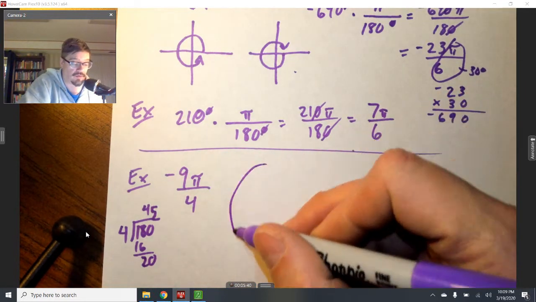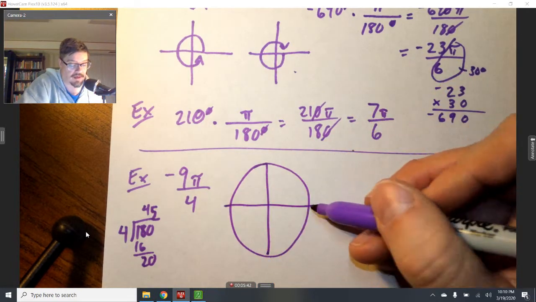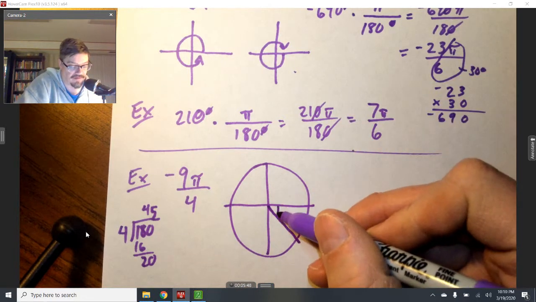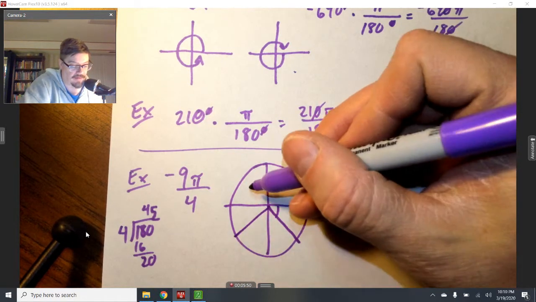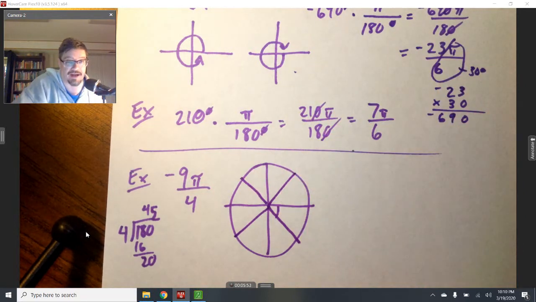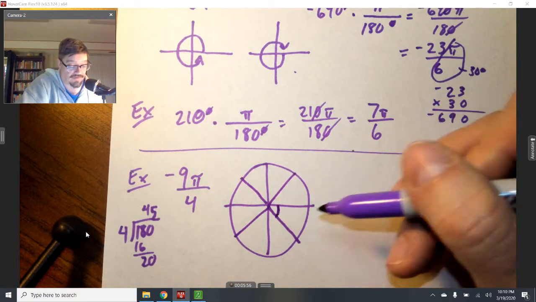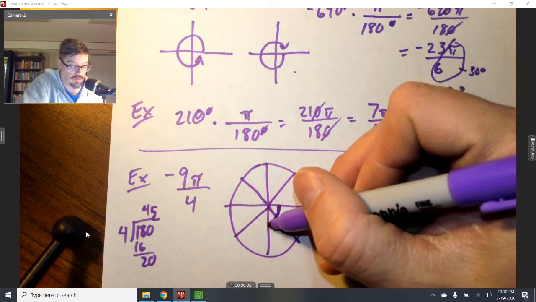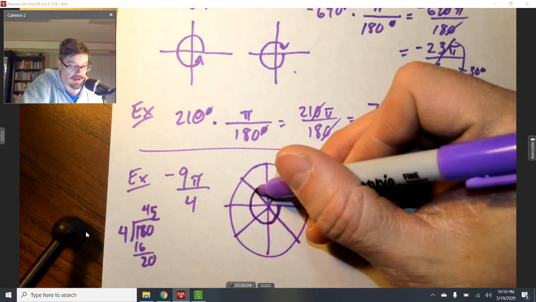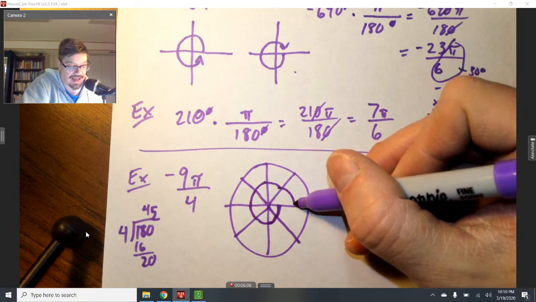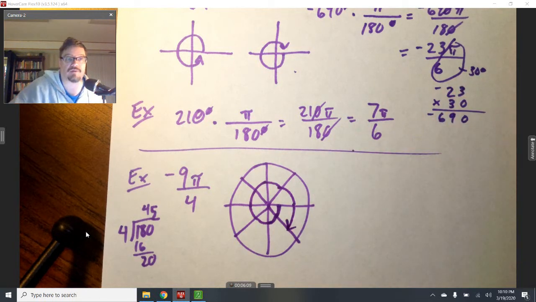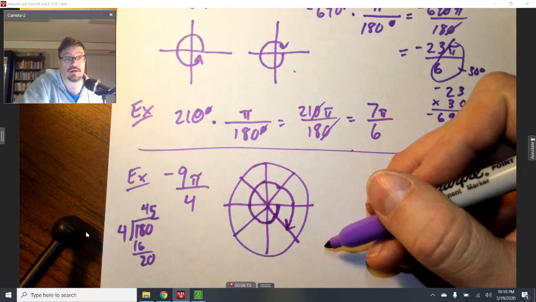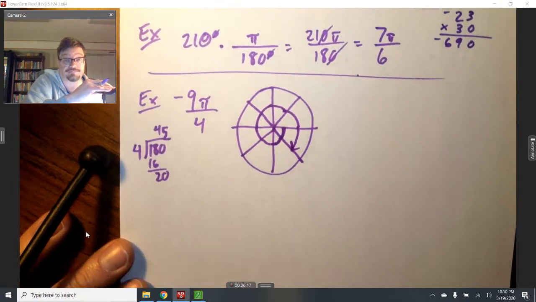So the way to visualize this, now I'm going in the negative direction. That's a pi over 4 because that's 45 degrees. I'm going to cut these quadrants into pi over 4s. That's 45 degrees, that's 45 degrees. So 1, 2, 3, 4, 5, 6, 7, 8, 9. That is negative 9 pi over 4. That's how I can draw it. That's what I should be doing, visualizing that.